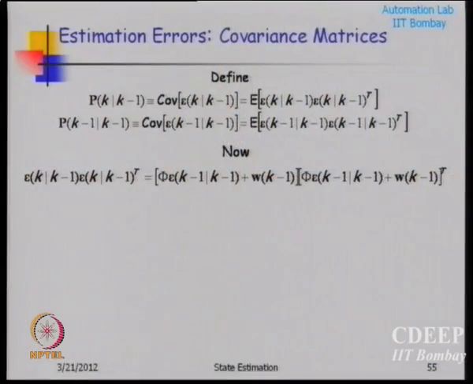Okay. So now to find the covariance, what do you do? I am going to find the expected value of this quantity, 0. The expectation of e k given k is 0, and e k given k minus 1 is also 0. Both of them are 0 because if one is 0, the other is 0, since they are related through algebra.